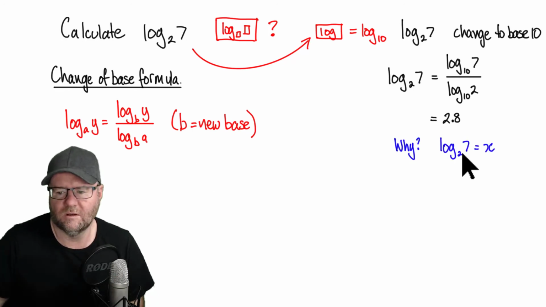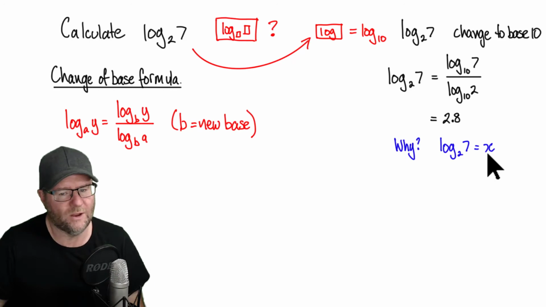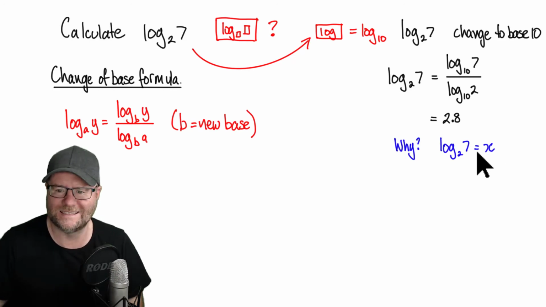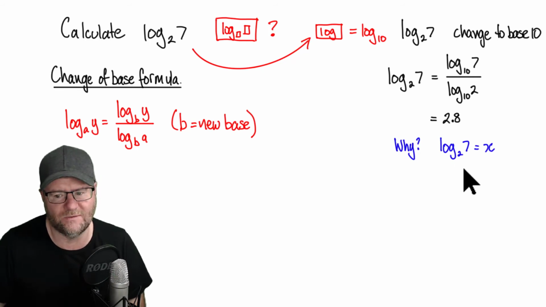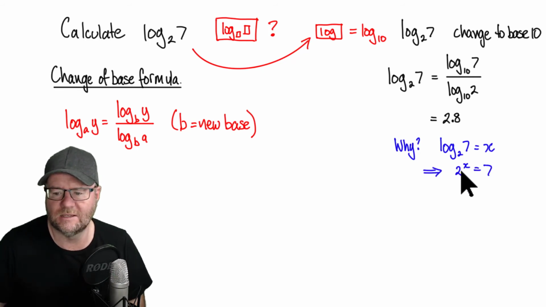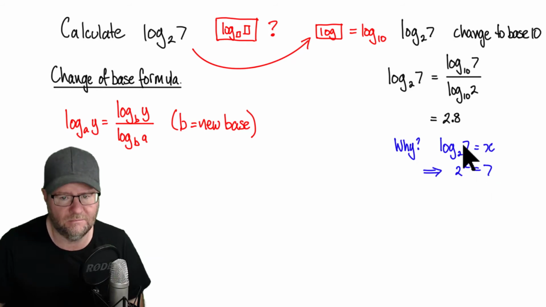First of all, we started with log the base 2 of 7 equals some number we don't know, so I'm going to call it x. Now, hopefully from previous videos, you'll recognize I can rewrite that statement in index form as 2 to the power of x equals 7. Now, they are the same thing.